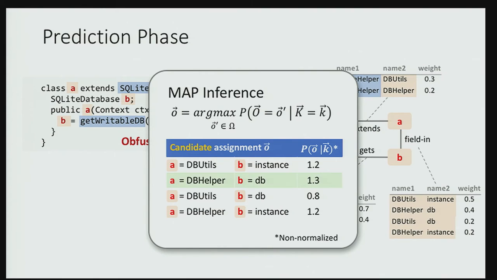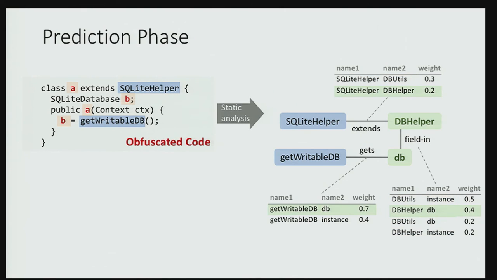And in this case, that's the candidates that give us the highest probability. So we would choose the name DBHelper for the class and the name DB for the field B. And in practice, when you do this for real world Android applications, this MAP inference is much more complicated because you would be predicting over a graph that has thousands of unknown elements. And in this example, just for illustration, I show a simple example where we have only two program elements with two possible candidate names.